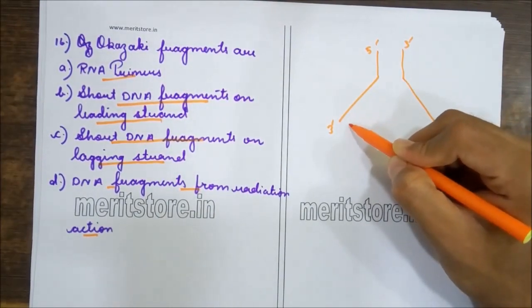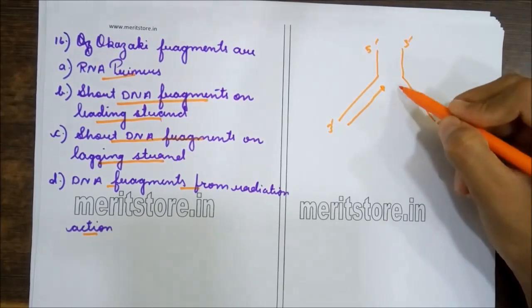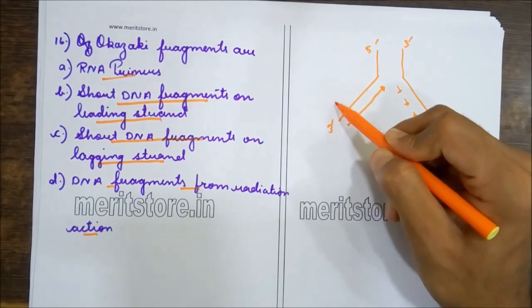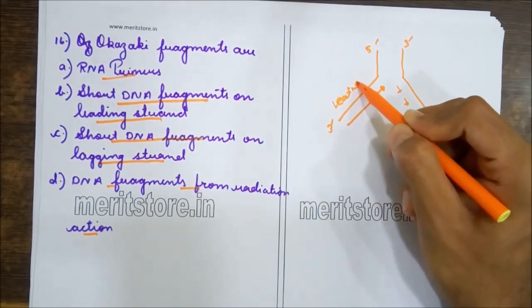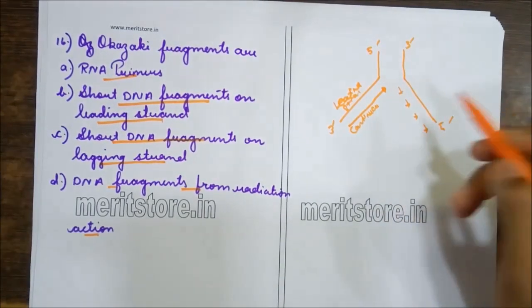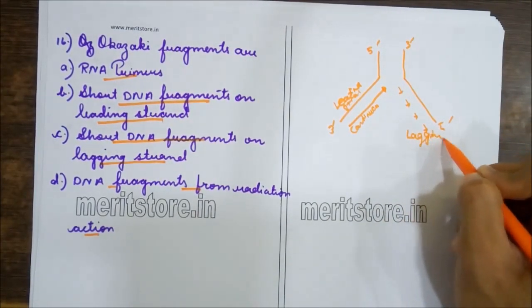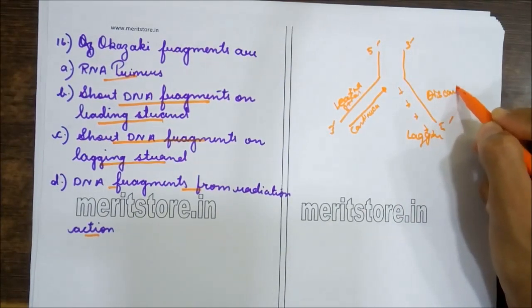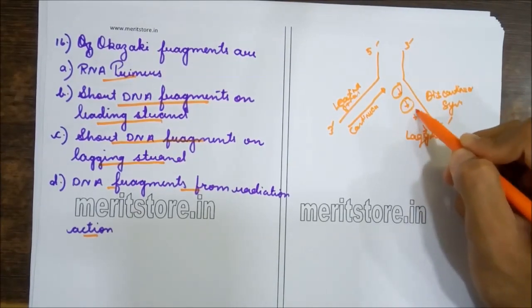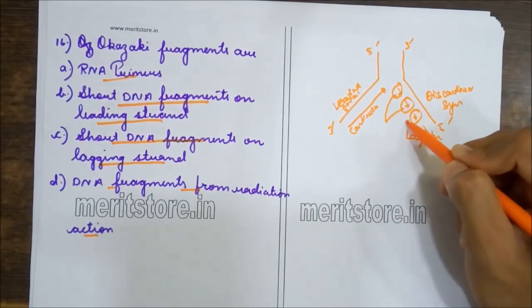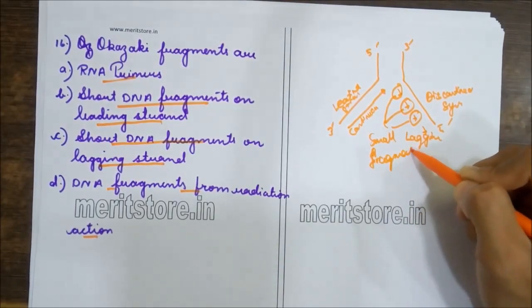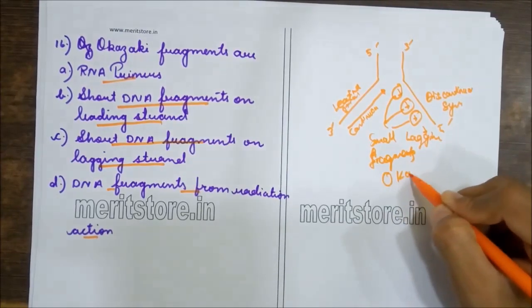On one strand, the replication is continuous. On the other strand, it is discontinuous. So this, we call it as leading strand, since it is continuous process of synthesis, and this as lagging strand, since this is discontinuous synthesis. These small fragments of DNA which have been synthesized are nothing but Okazaki fragments.